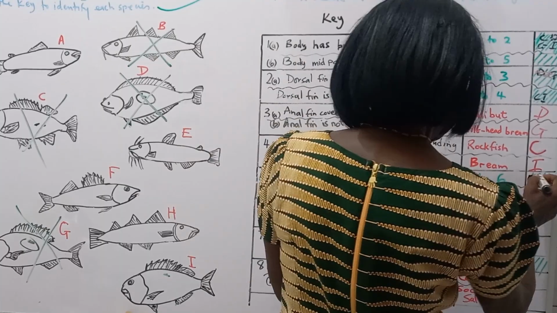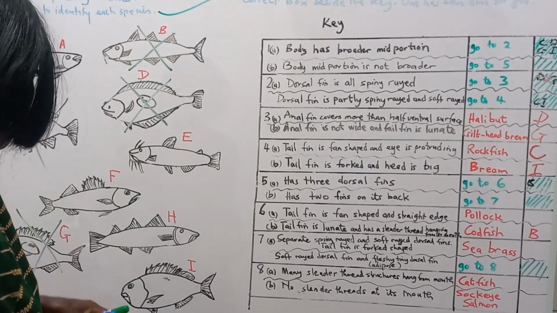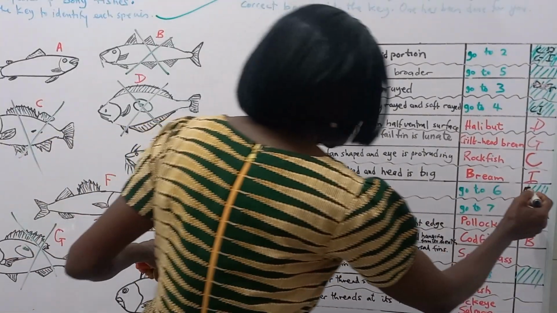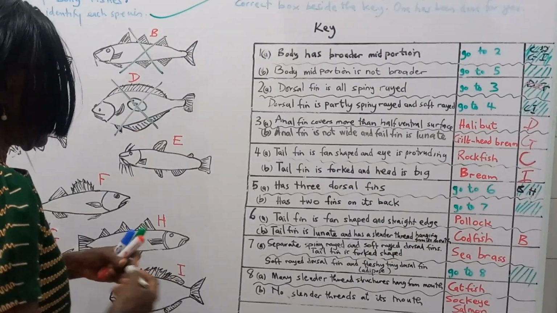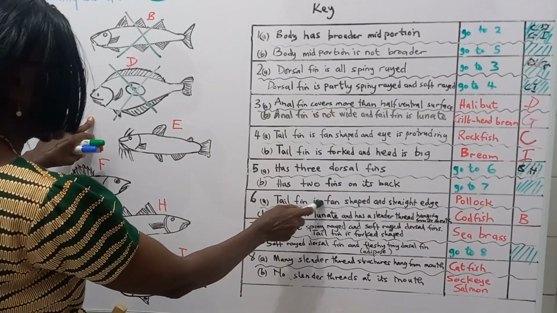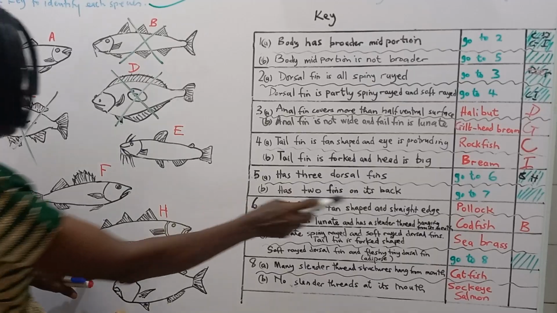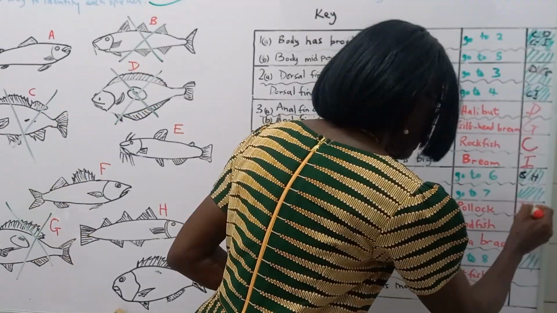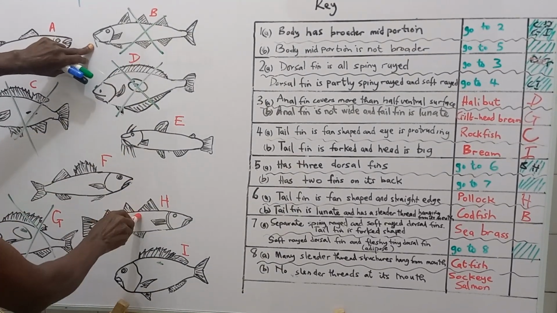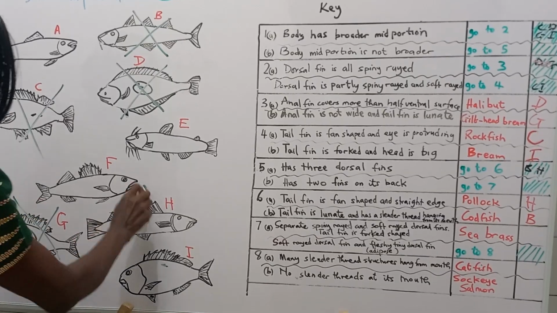We have B. This is rough work. You have B here, has 3 dorsal fins, 1, 2, 3 dorsal fins. H also has 3 dorsal fins, 1, 2, 3 dorsal fins. So we have B and H to deal with, and we are supposed to go to 6. And 6, "tail fin is fan-shaped and straight-edged." Is this one, H. Is called pollock. And so pollock is H. You see, has 3 dorsal fins, is this one and that one. B was done for you, and so what is left is H, which we found is pollock.